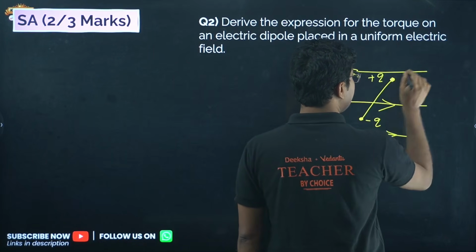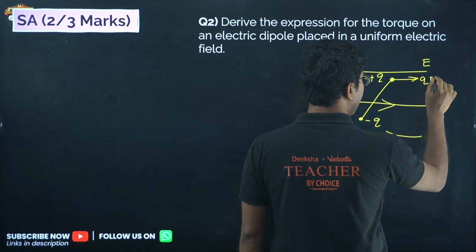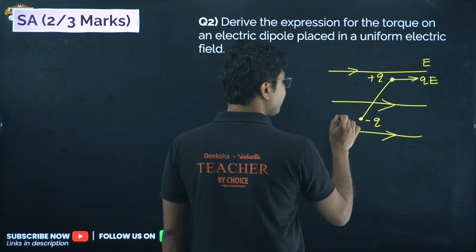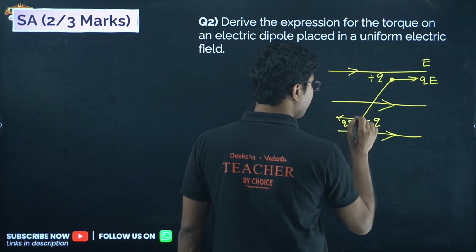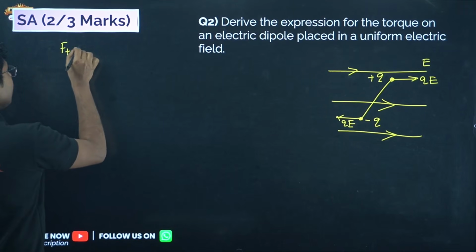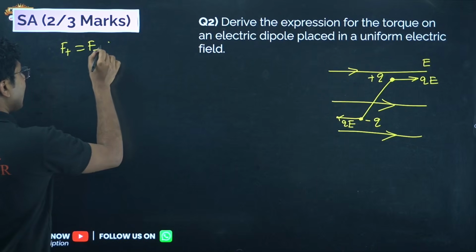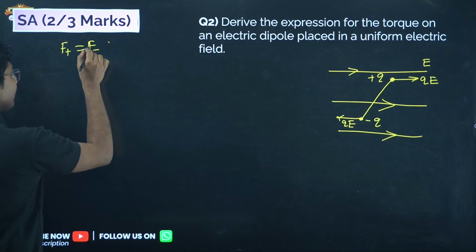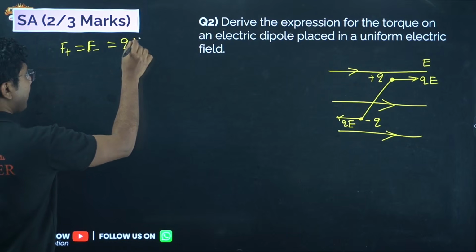Now in the electric field, the positive charge experiences a force in the direction of the electric field, and the negative charge experiences a force in the opposite direction, but the magnitude will remain the same. So the force on the positive charge will be equal to the force on the negative charge in terms of magnitude, and this is F suffix minus, and that force will be given by Q into E.